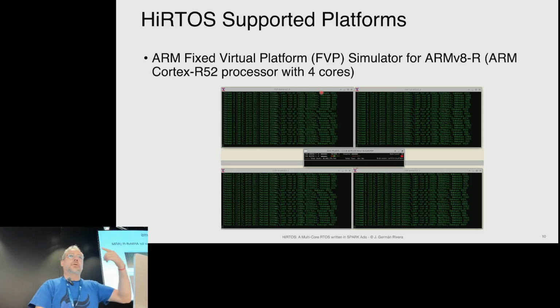Each core is printing to its own UART, and so you have threads running on each core, and they run independently. So, threads of different priorities running on each core.